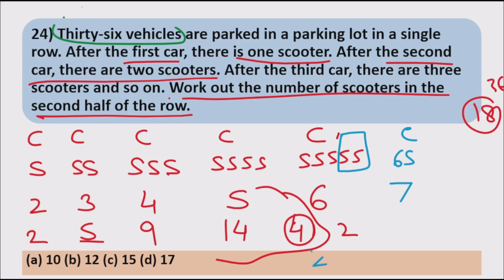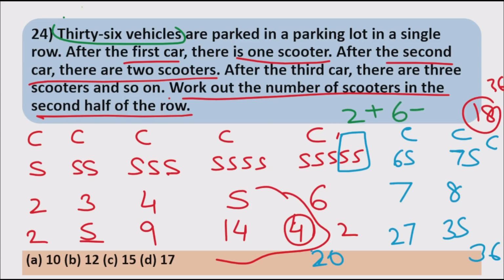14 plus 6, it was 20 here, 20 plus 7, it is 27 here, and we have 1 car here, makes it 28, 7 scooters, which makes it 35, and then 1 car. That's it, because this gives me 36. Now if you count the number of scooters here, 2 plus 6 plus 7, which is equal to 15.